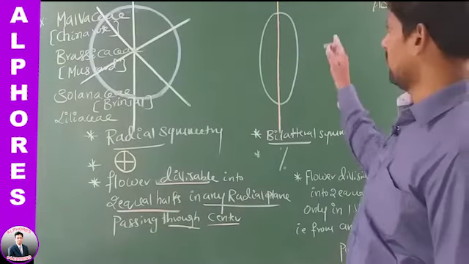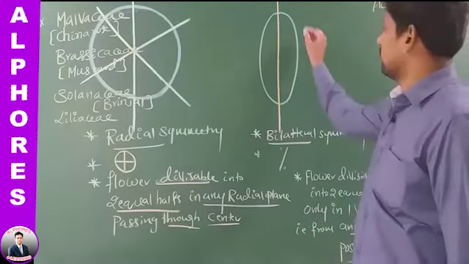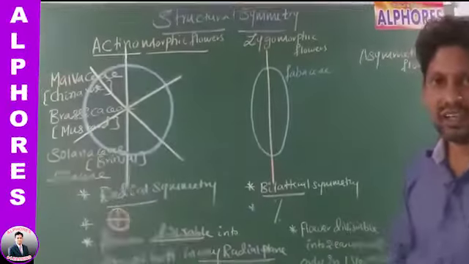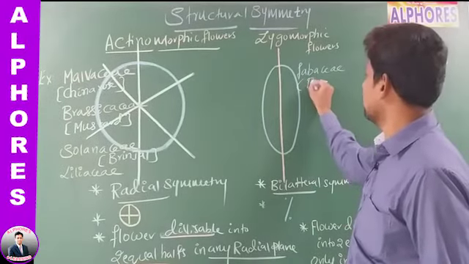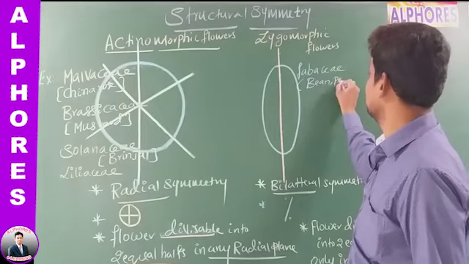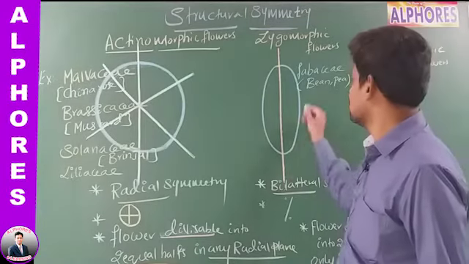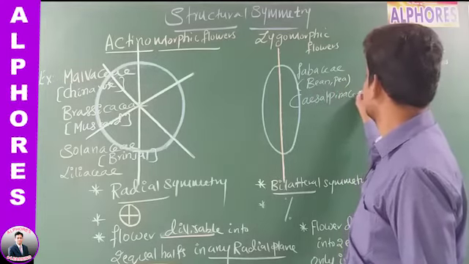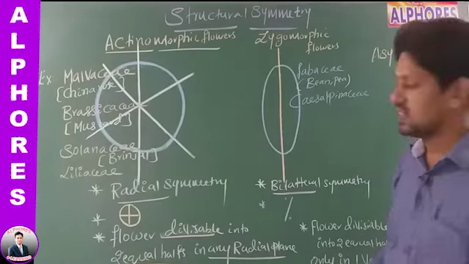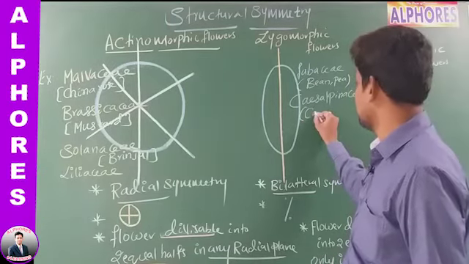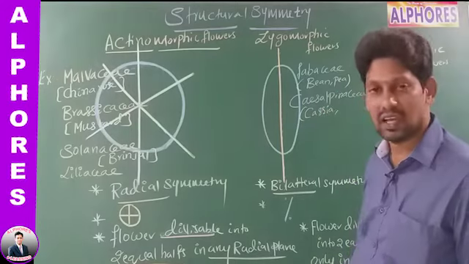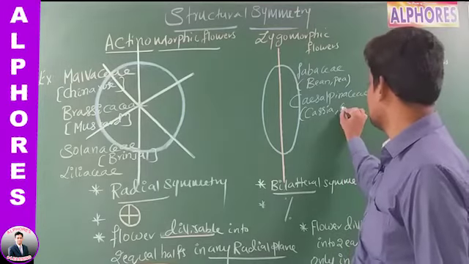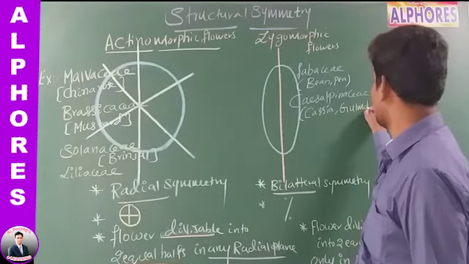Okay, now examples of zygomorphic flowers. Number one, first example, Fabaceae family. For the Fabaceae family, I am writing two examples, bean and pea. Second example, Caesalpiniaceae family. What is the second family name? Caesalpiniaceae family. I am writing examples, Cassia, you can call it even as Cassia.